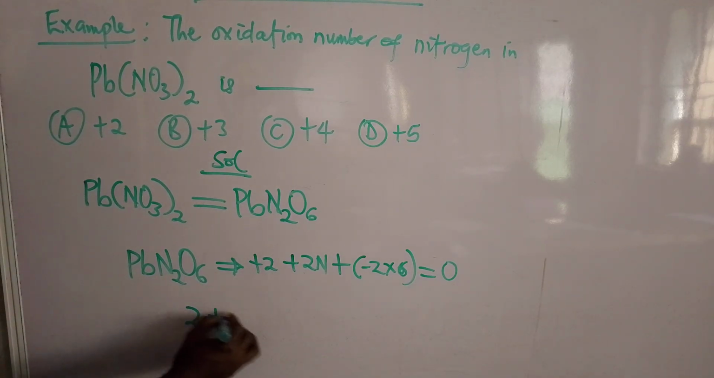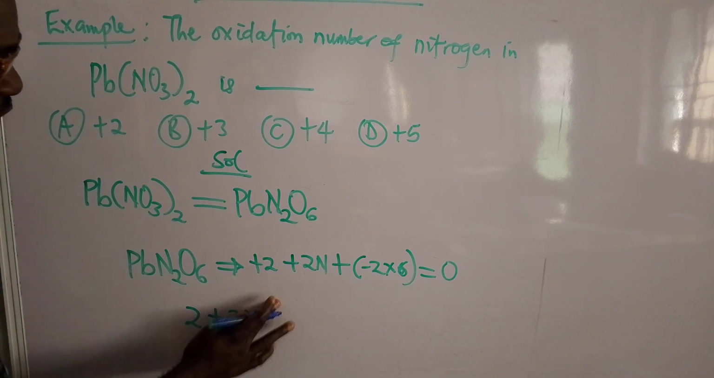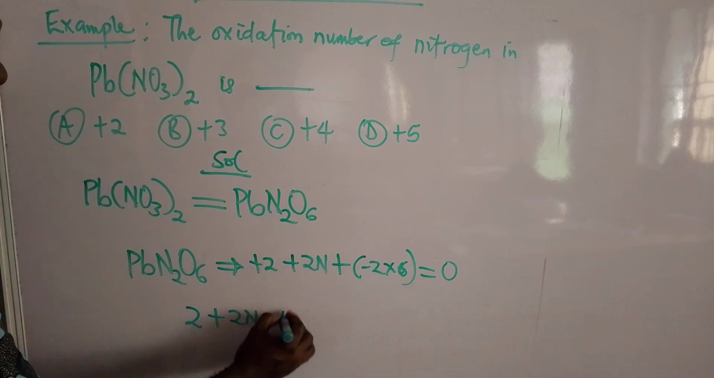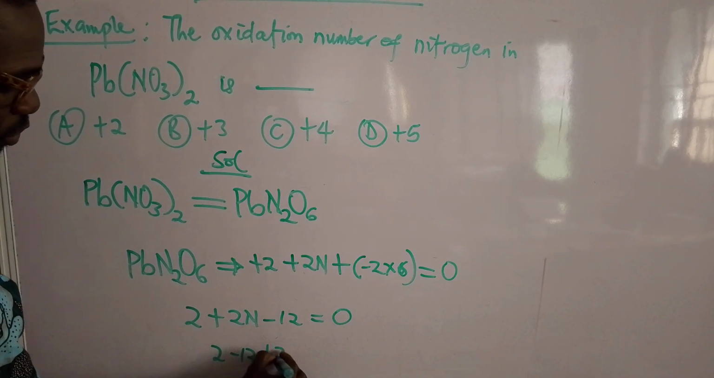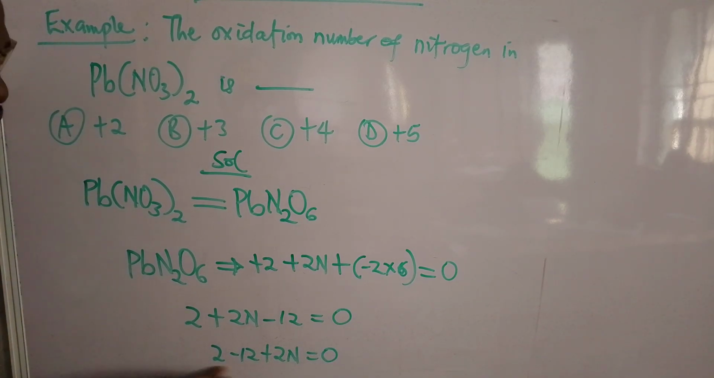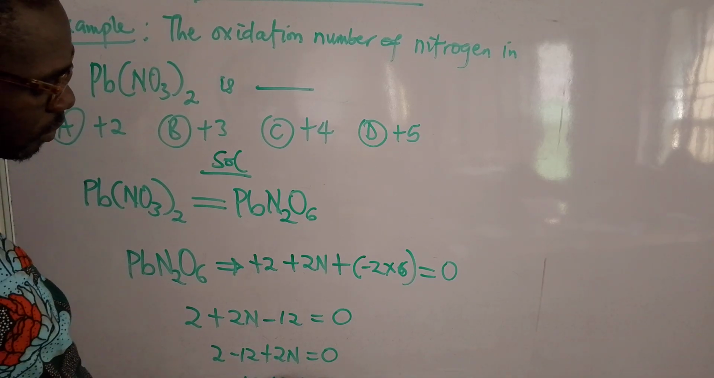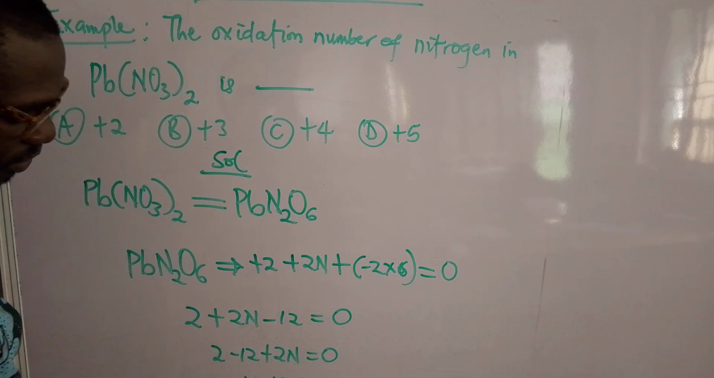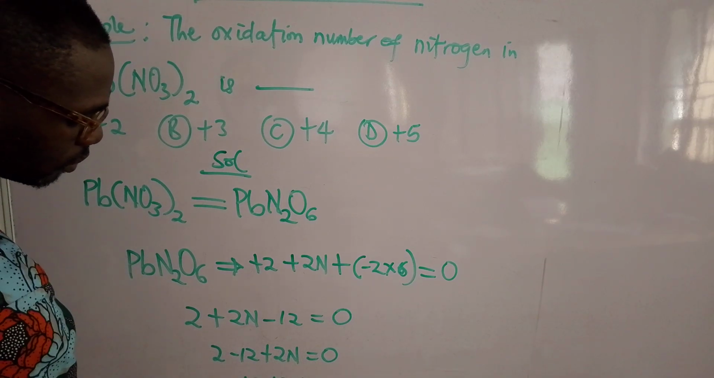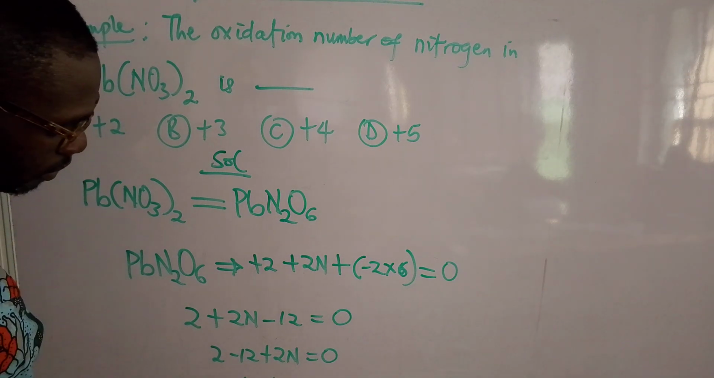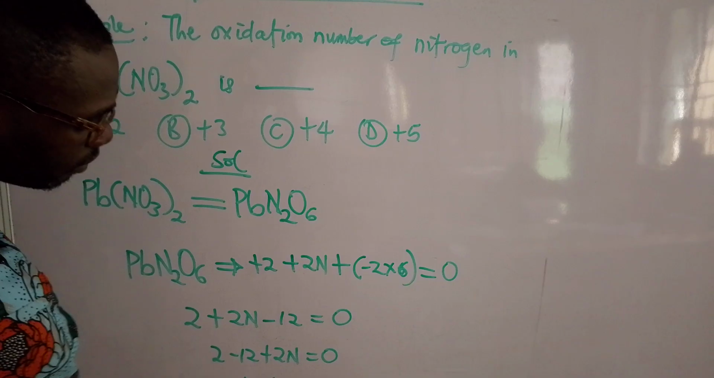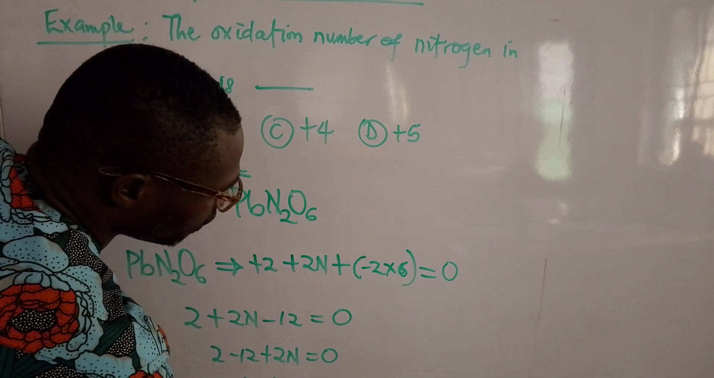So I have 2 plus 2N plus, if you multiply this, you get minus 12. Everything is equal to 0. So collect like terms: 2 minus 12 plus 2N is equal to 0. That is minus 10 plus 2N is equal to 0. Take minus 10 to the other side: 2N is equal to 10. Divide both sides by 2, that's 5. N is equal to 5. So my nitrogen is 5.